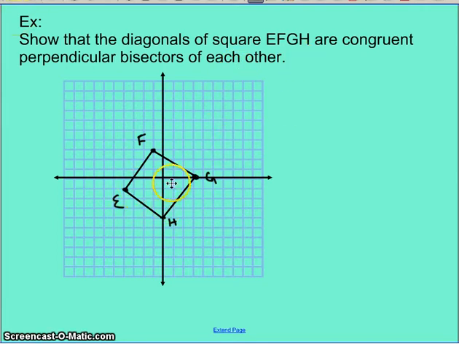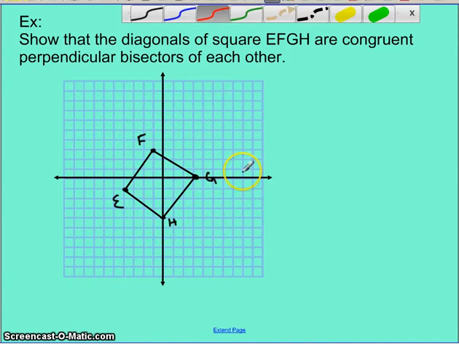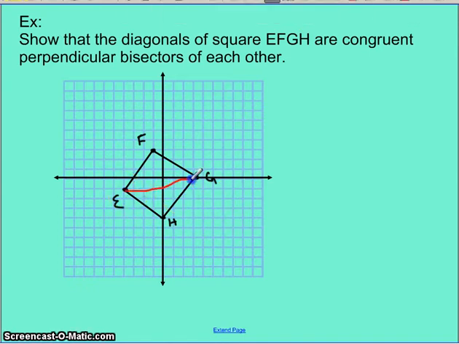So what we're going to do here is first show that the slopes are opposite reciprocals of each other, and then we're going to show that the midpoints are the same for both those segments, and that will show that they are perpendicular bisectors. So all we're going to do to start with is count. We're going to count the rise over the run from E to G first. We go up 1, over 1, 2, 3, 4, 5, 6, 7. So this one would have a slope of 1/7.